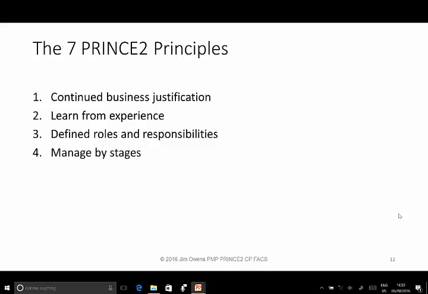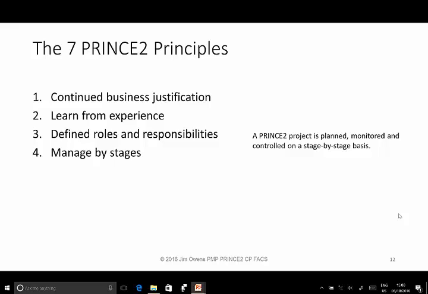Principle number 4, manage by stages. A PRINCE2 project is planned, monitored and controlled on a stage-by-stage basis. The main reasons for managing a project as a series of stages are to reduce the burden on senior management while still leaving them in control. Managing by stages creates logical checkpoints where senior management can review the reports, check against the business case, verify if the project is still viable, and if not, they can choose to end the project early.